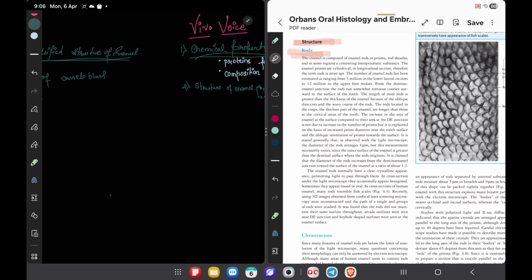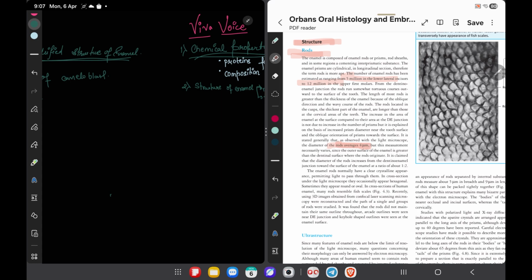If you don't know the enamel rod, its direction, its appearance, there are many things you will miss in your whole chapters. Enamel rod is very important. Everything about it is important, about its number, what it is, everything about enamel rod is important.